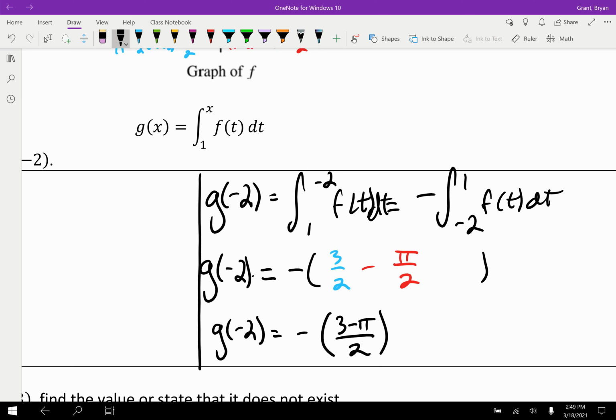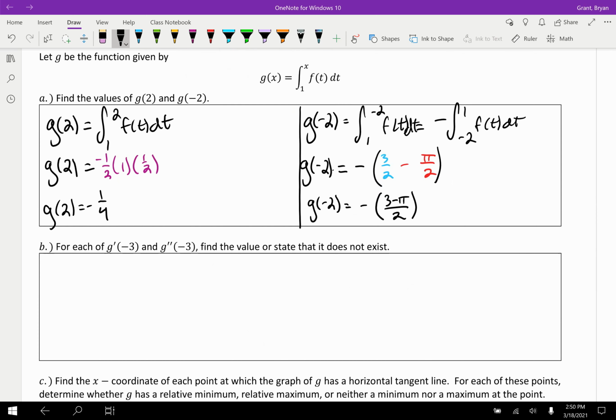Also, please be very careful about your parentheses. If you wrote this like this, and you said, oh, there's a negative and there's a negative here, and then you stopped here, you're wrong, right? Because this says -3/2 minus pi/2. It needs to be the negation of that entire area. The 3/2 becomes negative, the pi/2 becomes positive.